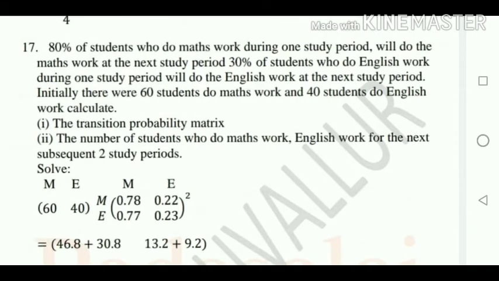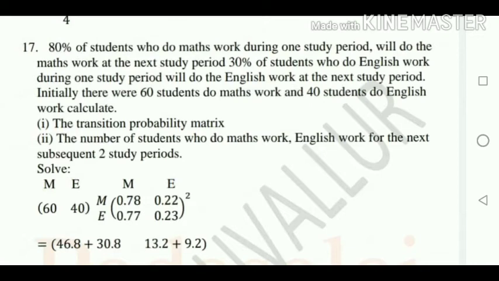Okay, then it is said that initially there were 60 students doing maths work and 40 students doing English work. Here note the point: initially. So first we take these as initial data, that is 60 for maths and 40 for English. Okay. Now find the transition probability matrix.